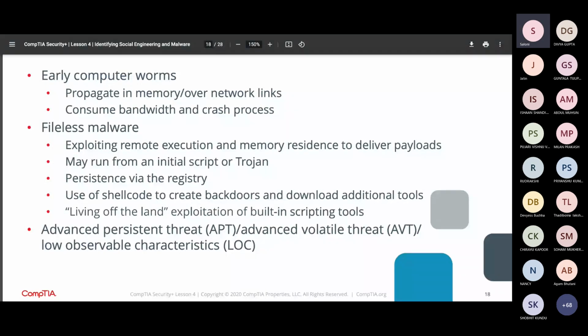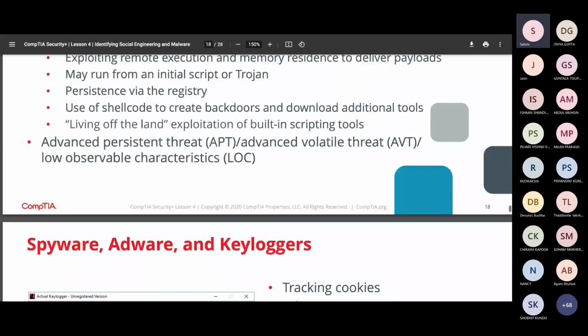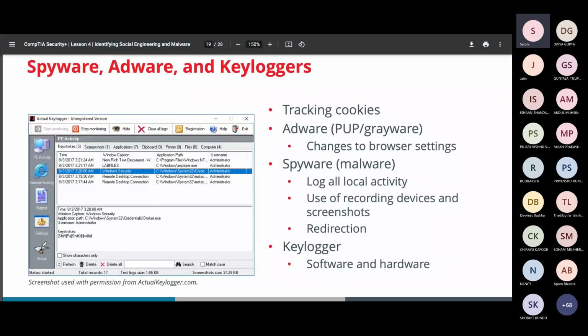How does it happen? How to protect against specific types of fileless threats, and so on. So this is all about computer worms and fileless malware. Now we have spyware, adware, keyloggers.